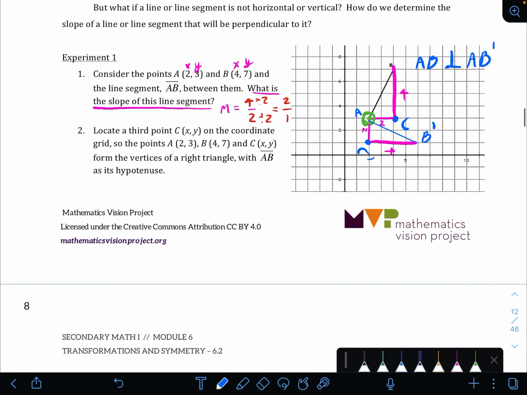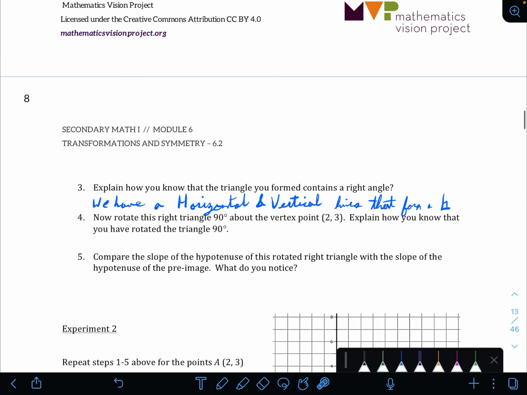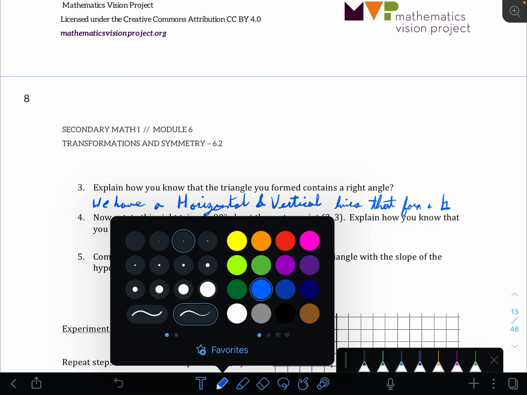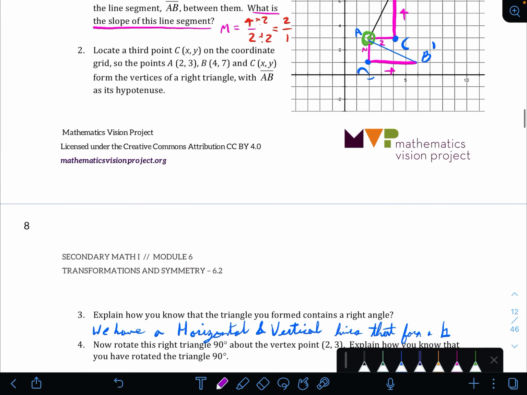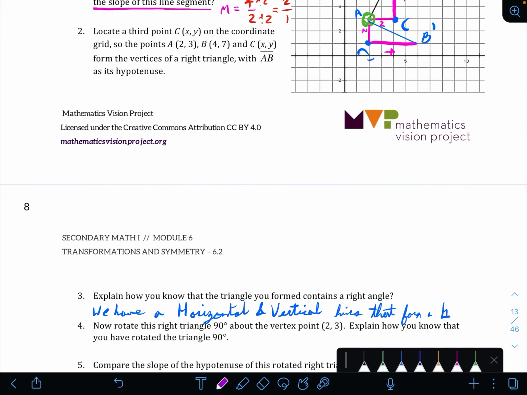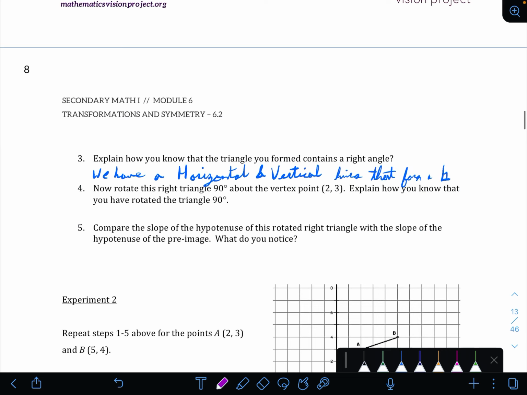First, to answer the next question, it says, explain how you know that you've rotated the triangle 90 degrees. We go ahead and change colors on that. The way that we know is because the horizontal line became vertical and the vertical line became horizontal.